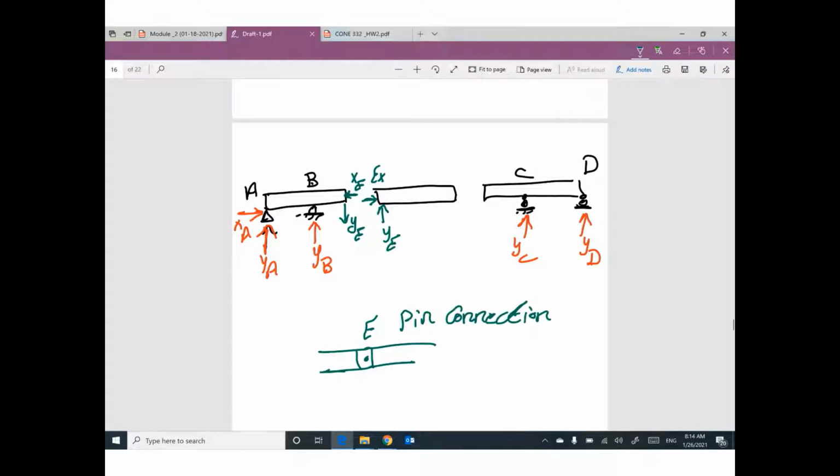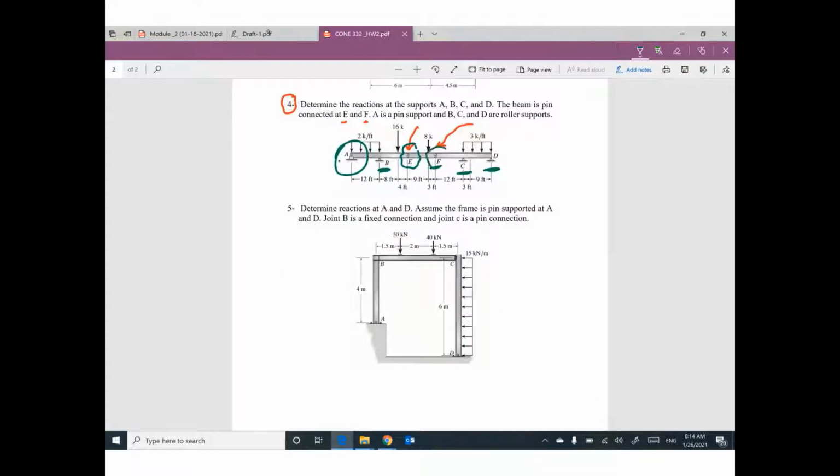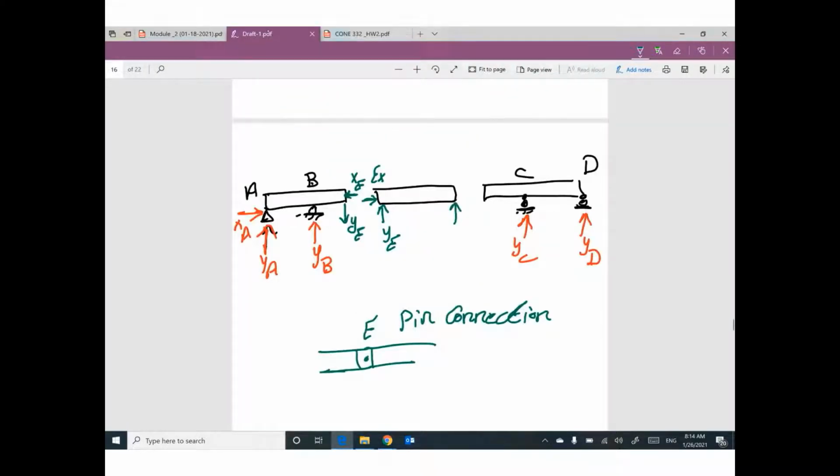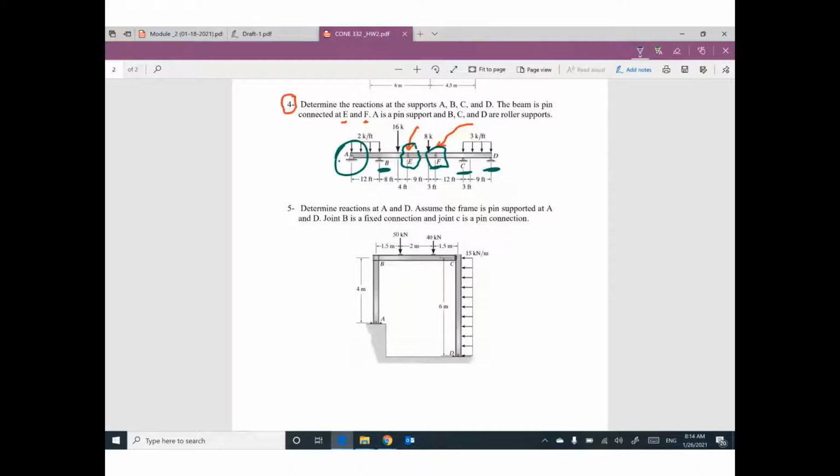So I'm gonna do separation, and both 2 reactions will be the same 2 reactions on the other side but in opposite direction. The same meaning at F. We have pin connection at F, so I'm gonna put 2 reactions, YF and XF will be the same values. So we have XF and we have YF, same values but in opposite direction. What else?